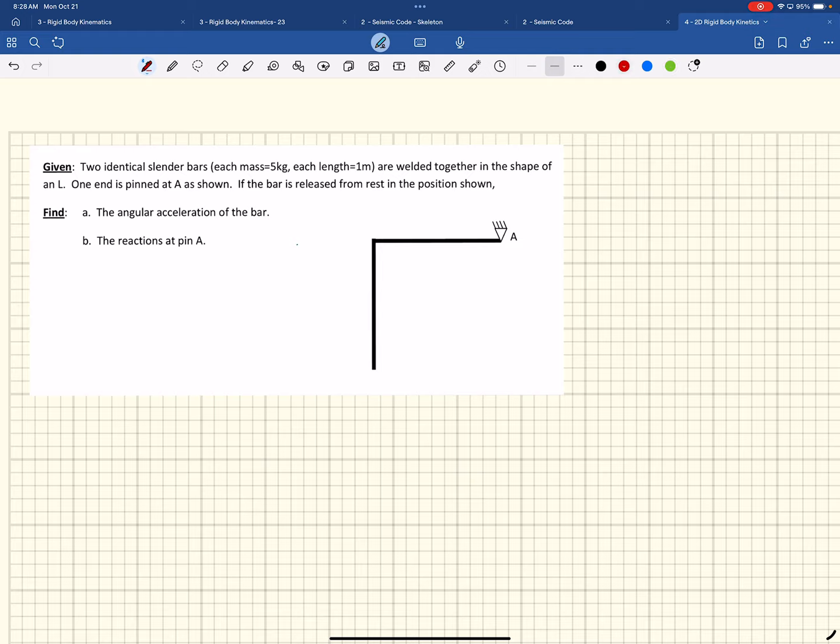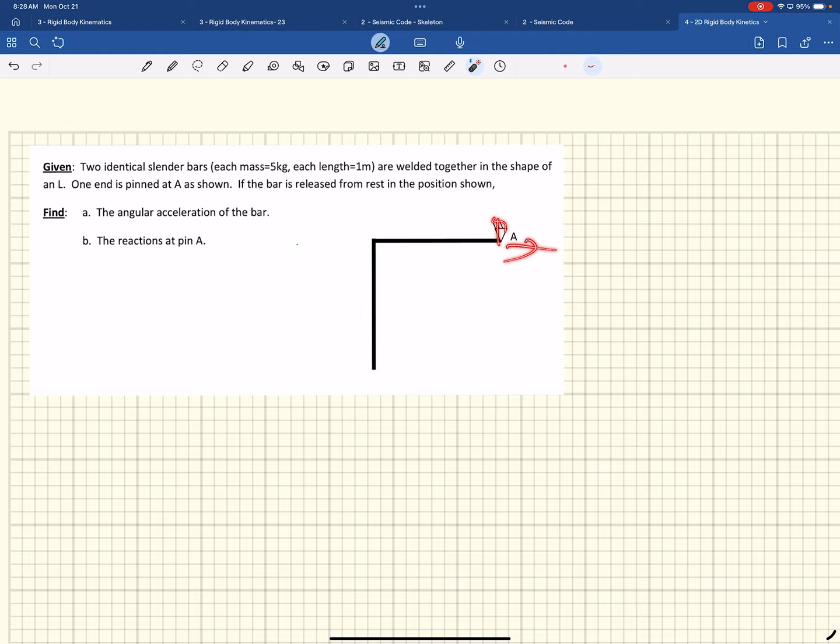Okay, I want to do these examples. So we have 2 identical slender bars, each 5 kilograms, each length 1 meter, welded together in the shape of an L, as shown. One end is pinned at A. If the bar is released from rest in the position shown, find the angular acceleration of the bar at this instant and the reaction at A.